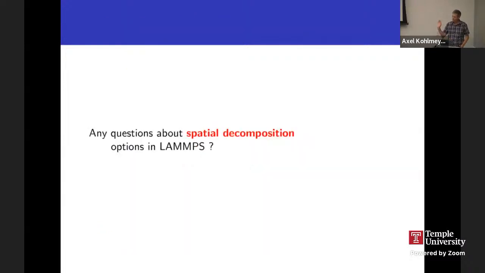Okay, so any questions about those? So we've got orthogonal and triclinic, we've got regular, we've got sort of shifted regular, and we've got recursive coordinate bisectioning, this tiling idea. Any questions about those partitioning options within LAMMPS? Okay.